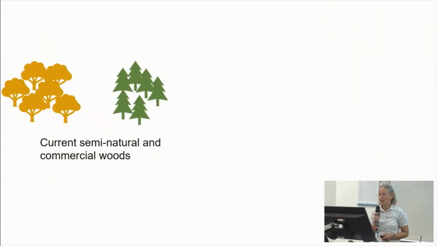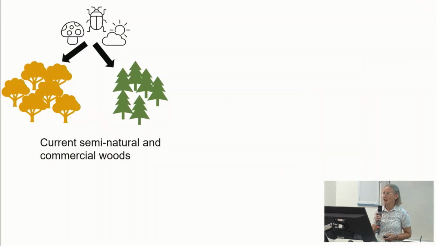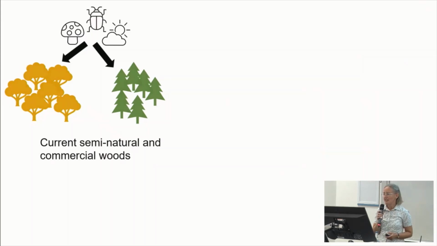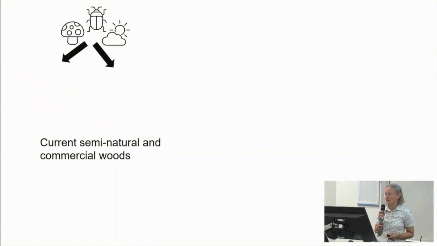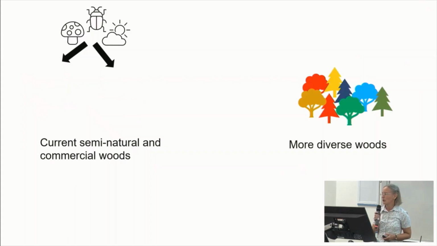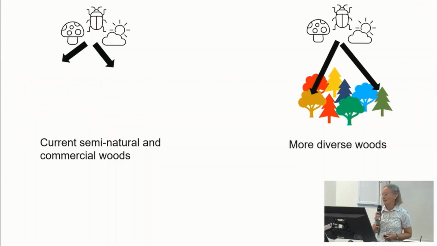Many of our woodlands, both our semi-natural woodlands and our commercial woodlands, are often dominated by just a few tree species. We're all well aware that our woodlands are threatened by a range of pests and pathogens and climate change, and if they severely impact that dominant tree species, that can have a huge impact on our woodlands. In contrast, in a more diverse woodland, you can have the same range of pests and pathogens, but if they only impact that tree species, you have less of an impact.